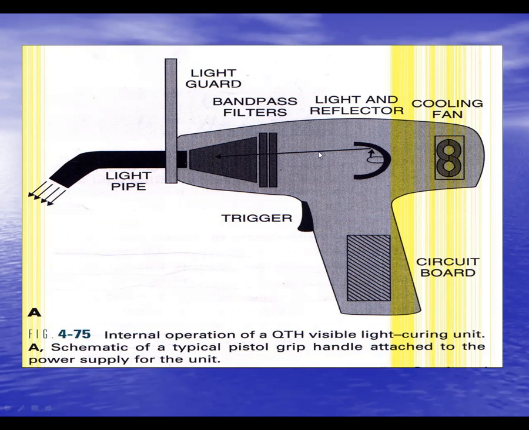The normal light contains many wavelengths, but what we need is the blue color wavelength, right? 460 nanometer wavelength, right? So what these filters do is filter the light and allow only blue color light to pass through, right? And this is the trigger.